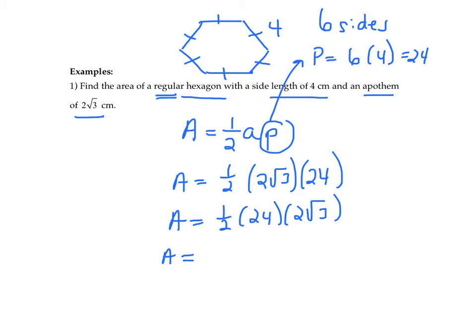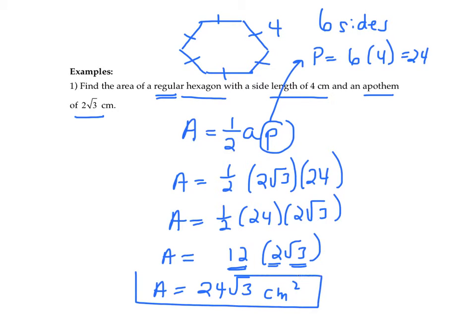Half of 24 gives us 12, and then we're going to multiply that by 2 square root of 3. We're not going to jump to the calculator because we're looking for an exact answer. It doesn't say to round to the nearest tenth, so we're going to keep this in terms of the square root of 3. 12 times that 2 out in front will give us 24 square root of 3. And then don't forget your units. We need centimeters squared. So final answer is 24 square root of 3 centimeters squared.